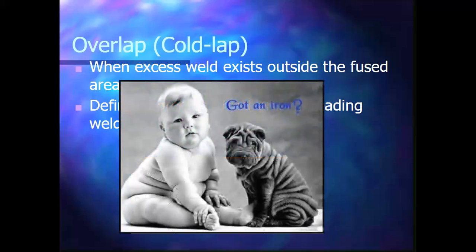And here's a great example of cold lap on a baby and a Shar-Pei puppy. As you can see, we got them nice little wrinkles everywhere. You know, that is what basically cold lap is: a wrinkle in the steel or excessive steel rolled onto the next bit of steel, but there's no bond between those.